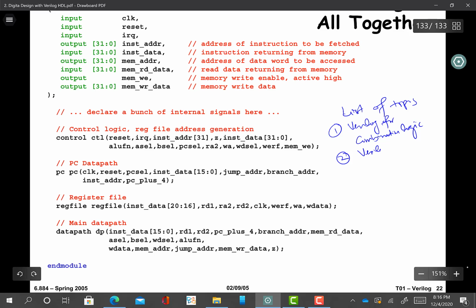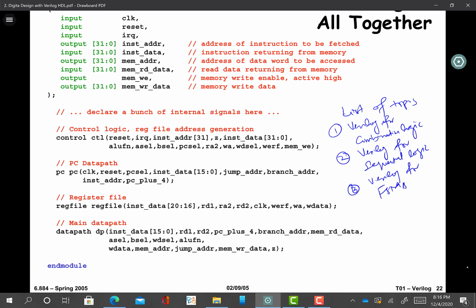Then Verilog for sequential logic, then Verilog for FSMs. Of course, I expect that you should be able to design a state transition diagram for any FSM. I will give you a detailed assignment for you to practice with FSMs. Then the fourth topic that we discussed is microprogrammed state machines. We discussed programmable architecture, and we implemented a factorial program on this. So this is basically the fundamentals of how computers work.